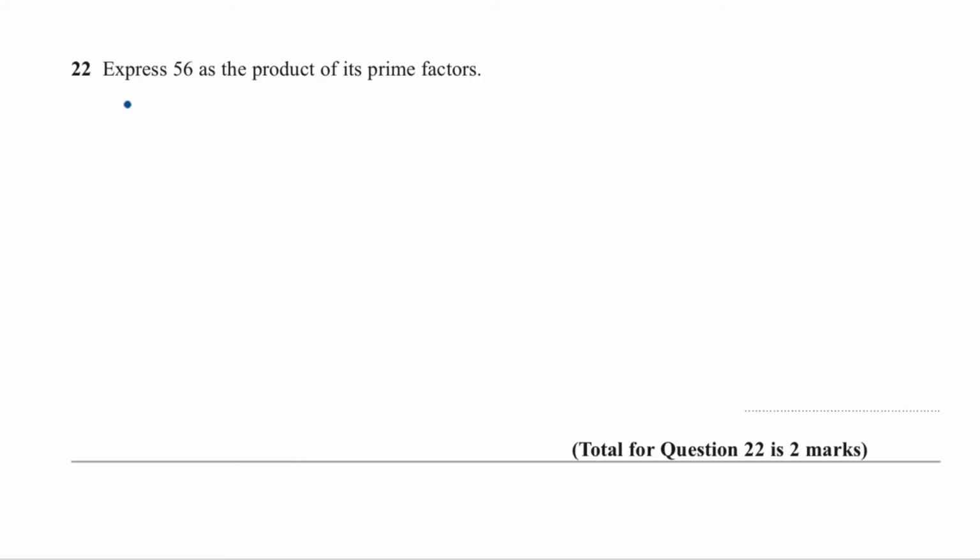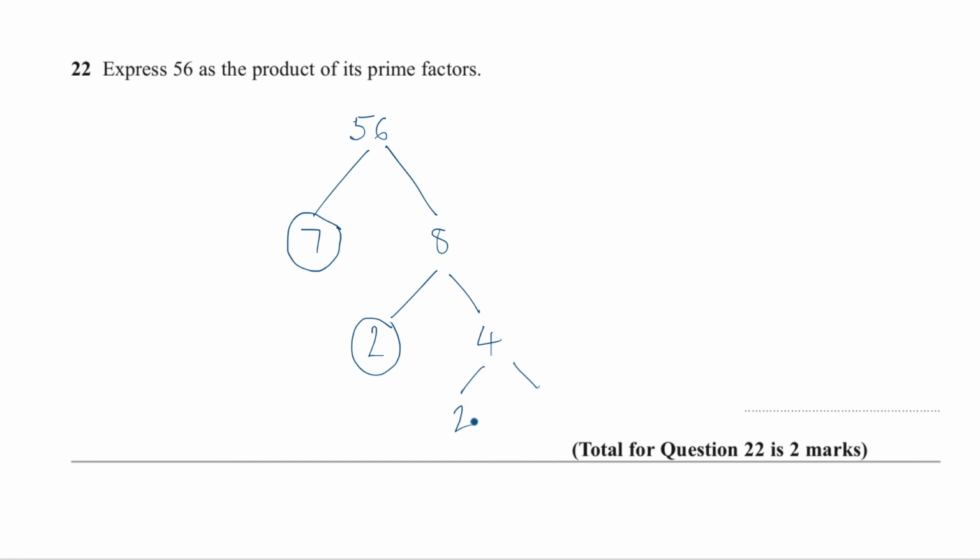Question 22. Express 56 as the product of its prime factors. 56, and we can split it. And you probably remember that 7 times 8 makes 56. Now 7 is a prime number, so we normally draw a ring around that one because it's prime. Split 8, well, that could be 2 times 4. And split the 4, so that's 2 times 2. So you can see that we've got these as prime numbers. So we've got 2 cubed times 7. 2 times 2 times 2 times 7 will make 56.